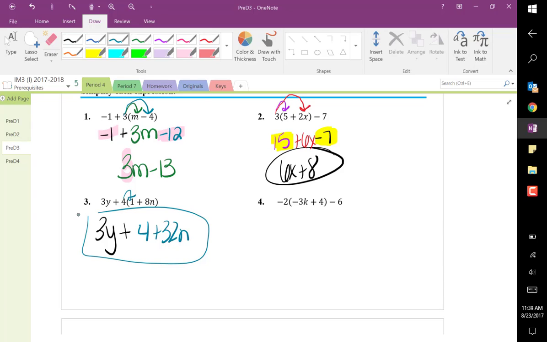Okay, this is why I like walking around and checking on you, because then we can explain it. Okay, that's why we do this extra practice. But I'm going to go over it. Negative 2 times negative 3 is positive 6.